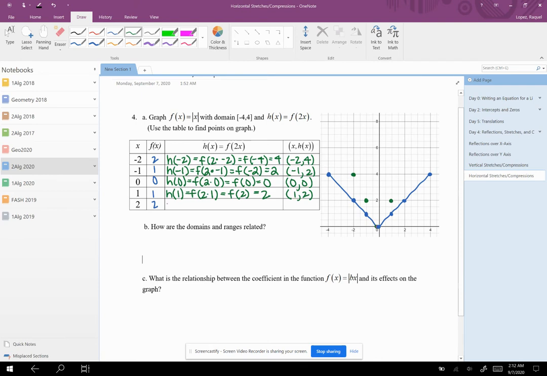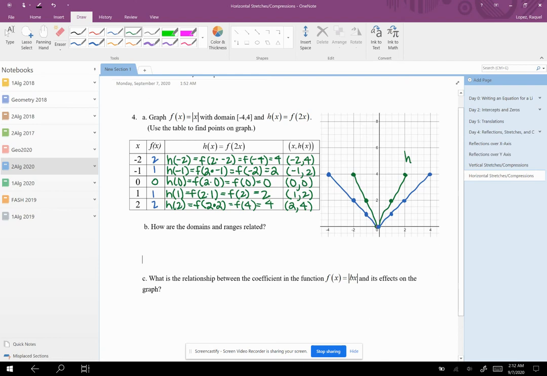And then our last one, we're going to plug in 2 for x, following the rule. So 2, and then plug in that other 2. 2 times 2 is 4. So I really have f of 4, and the absolute value of 4 is just 4. So my new coordinate here is 2, 4. And I can go ahead and plot that. And I don't know why that went away. So now I've got my new graph in green, and we're going to call this h.